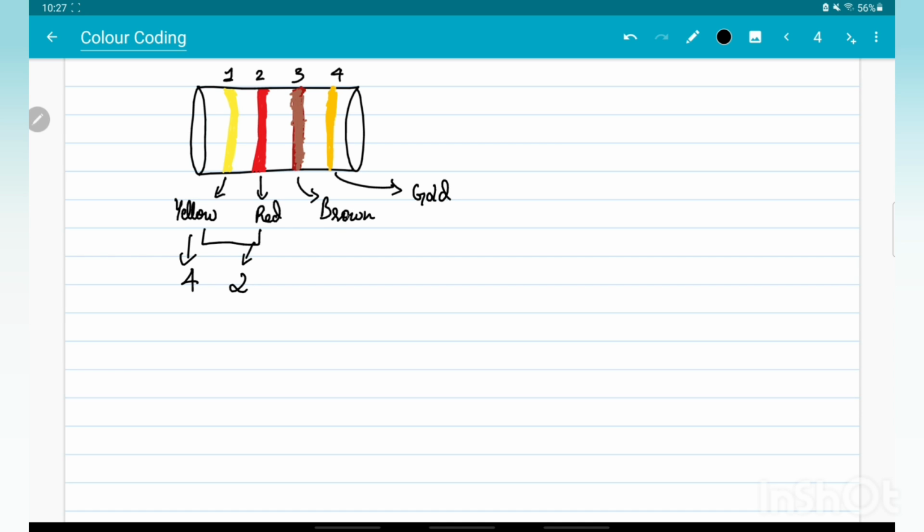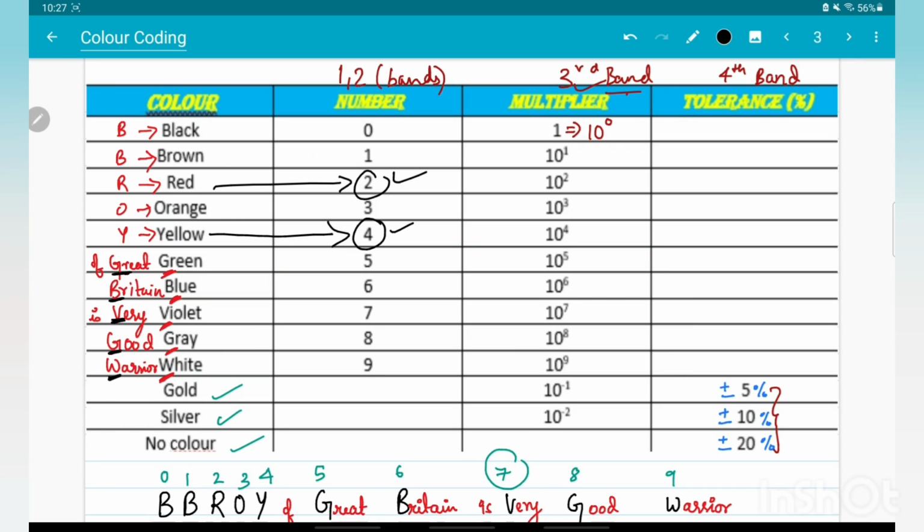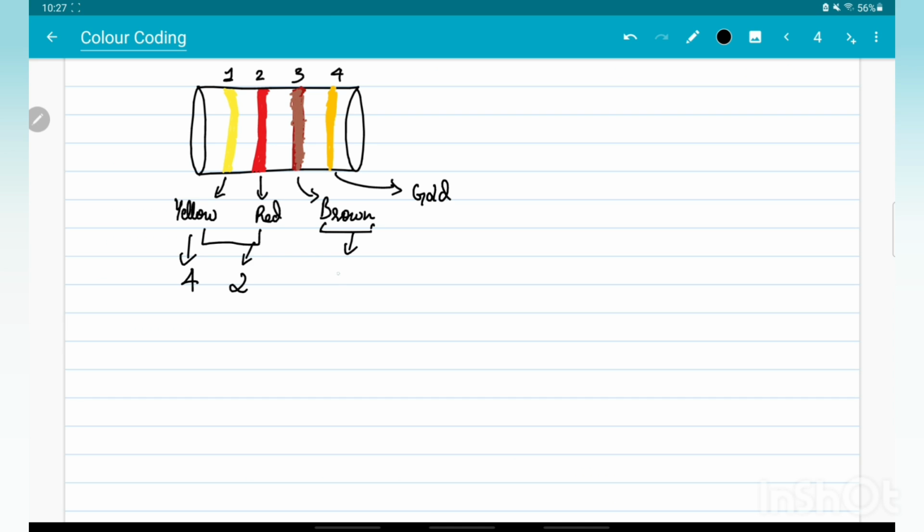The next one is the third band. It will give us the value of the multiplier. Now the color here is brown. So the multiplier for brown, if you check, will be 10 to the power 1. Okay, so we have got the value of multiplier as 10 to the power 1.